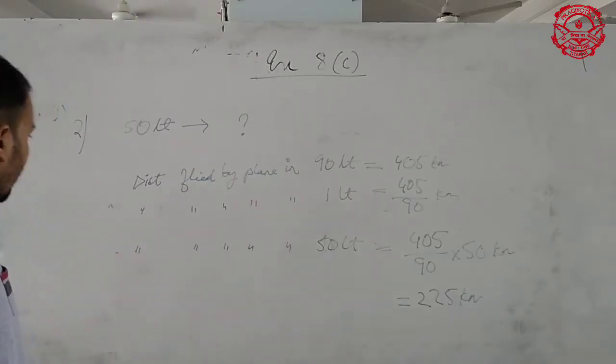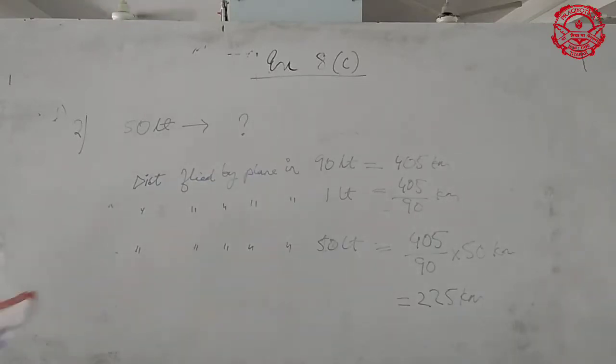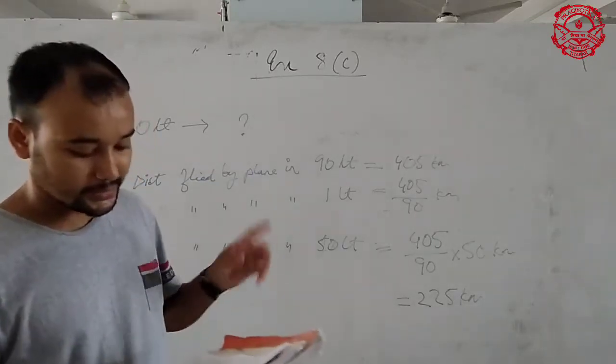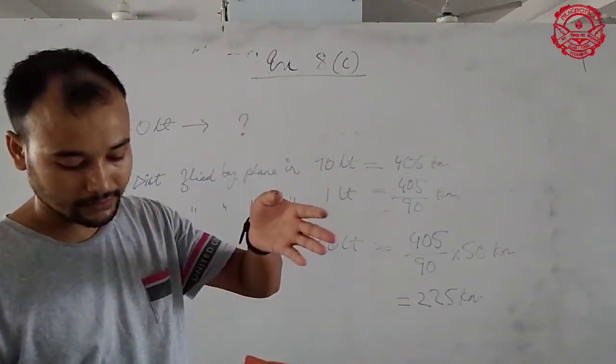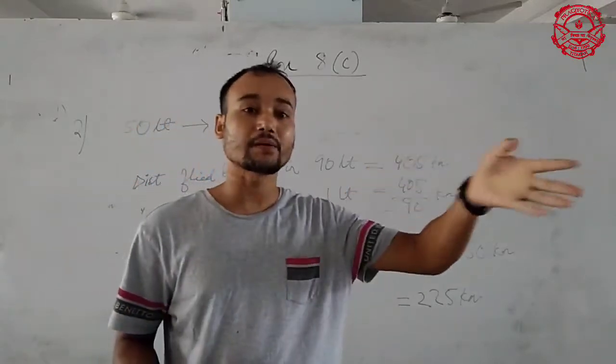Now see, question number 3. Question number 3 is the same. I will not do this. I have done such type of questions in the exam calls also. I will move to question number 4. Question number 3 I am bringing out for you. 16 articles cost 72 rupees. What will be the cost of 30 articles? Like 10 apples cost 50 rupees.